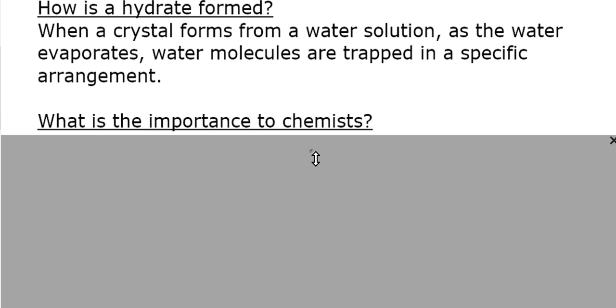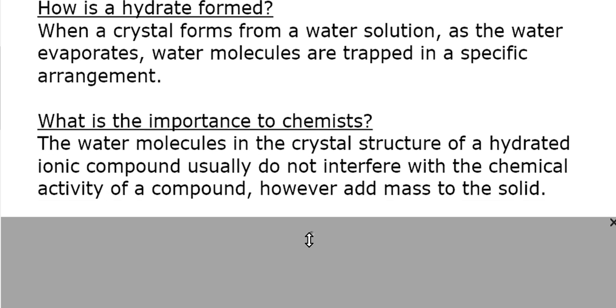So why does this matter? Water molecules in the compounds usually don't interfere with how it actually reacts, but the biggest thing is it adds some mass to your solid. Later on in the course, we're going to do some work with calculating and hopefully do an experiment to look at hydrates and look at its mass. But the mass will be different from just a regular ionic compound, because you can imagine water adds extra weight to that solid. So if you think you're measuring out 50 grams of your ionic compound, it's not going to be 50 grams of pure ionic compound if it's a hydrate.